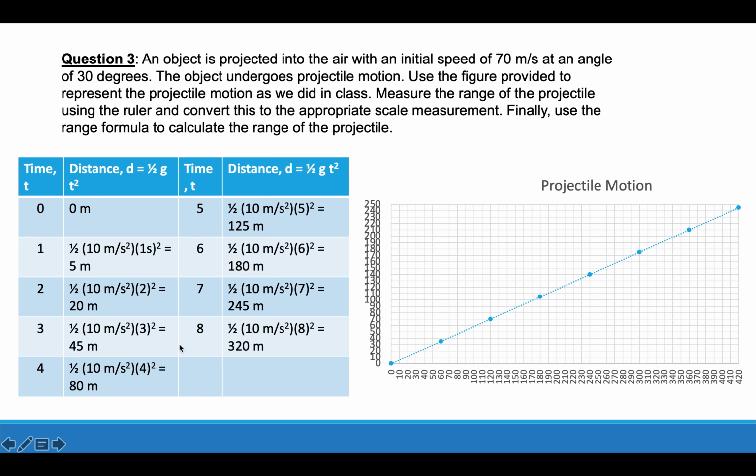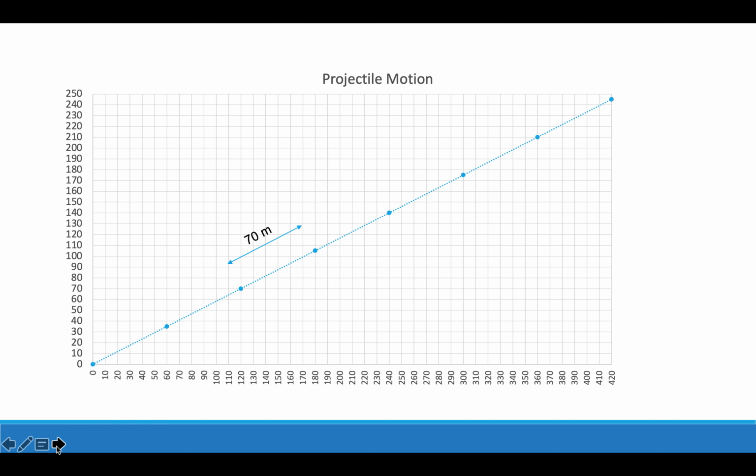This is actually the distance that the object would fall if it had been dropped. So after 1 second, it would fall 5 meters. After 2 seconds, it would have fallen 20 meters, and so on if it had been dropped. And we can use that information along with our picture to make a representation of projectile motion.